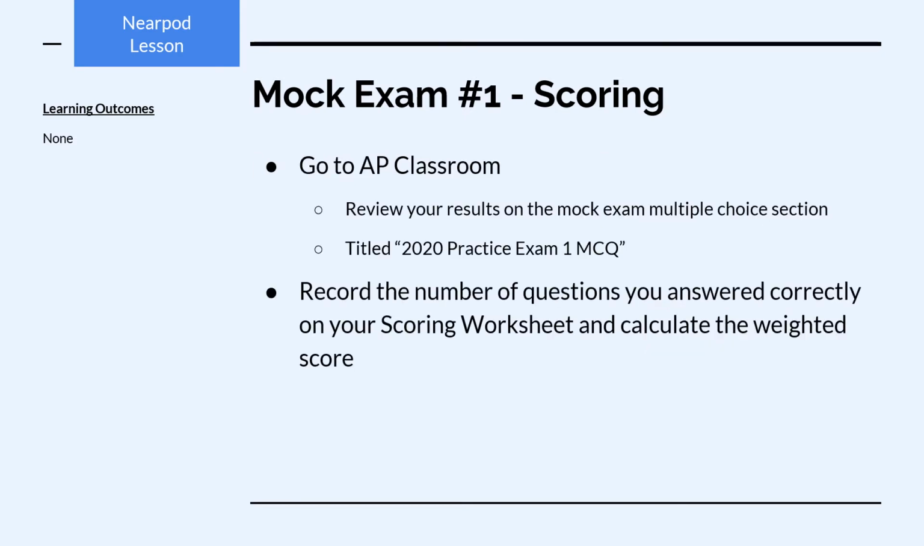All right, it's time to start looking at your results. Head out now to AP Classroom and review your results on the mock exam multiple choice section only. This particular assessment in AP Classroom was titled 2020 Practice Exam 1 MCQ. So that's the one that you're looking for. You'll need to record the number of questions you answered correctly on your scoring worksheet and then calculate that weighted score.